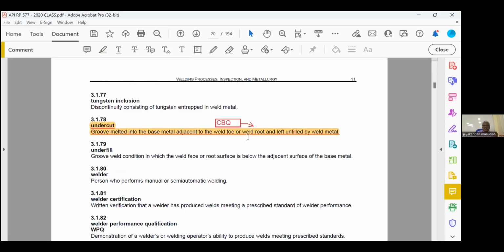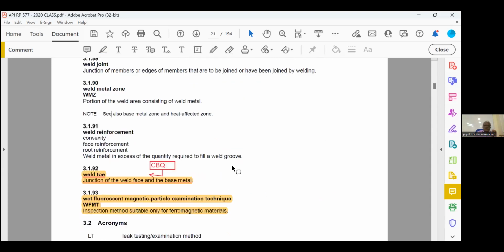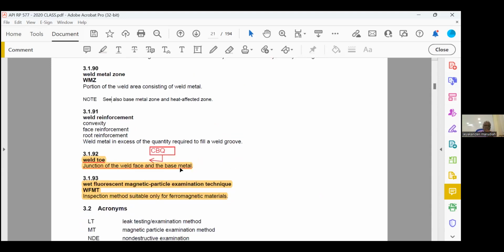Then what is undercut? That is another important one, page number 11. Groove melted into the base metal adjacent to the weld toe or weld root and left unfilled by weld metal. That is undercut. Close book question. The next page, weld toe: junction of the weld face and the base metal. That is also important. Where the face and the base metal meet, that is called weld toe.